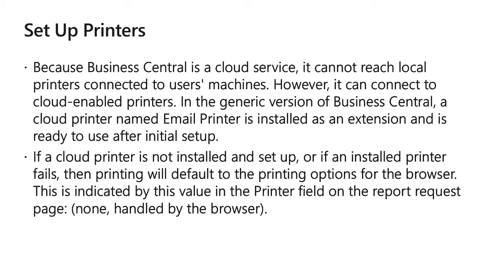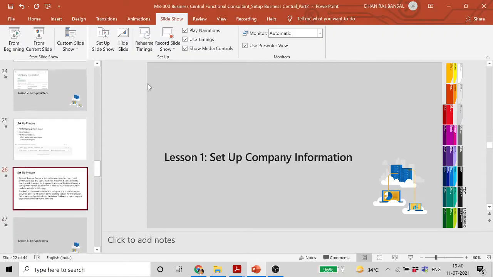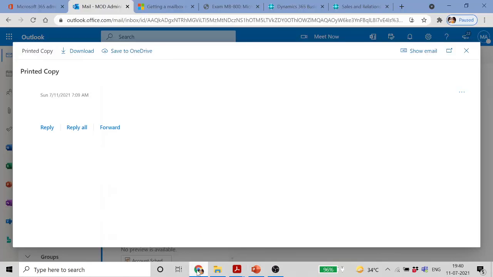In the generic version of Business Central, a cloud printer named email printer is installed as an extension and is ready to use after initial setup. If the initial setup is done, then email printer is installed and ready to use. If a cloud printer is not installed and set up, or if an installed printer fails, then printing will default to the printing options for the browser that we saw. This is indicated by this value in the printer field on the report request page: none handled by browser. Let's see it again. None handled by the browser.